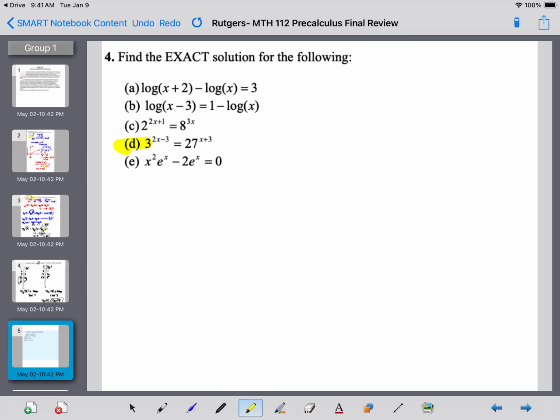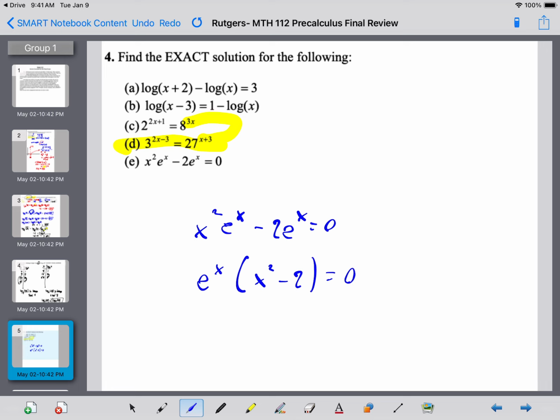I'll let you practice D because it's essentially what we just did. In this case, let's check out E. X squared times e to the x minus 2 times e to the x equals 0. Something you could do, you could factor out the e to the x, and you would have x squared minus 2 equals 0.